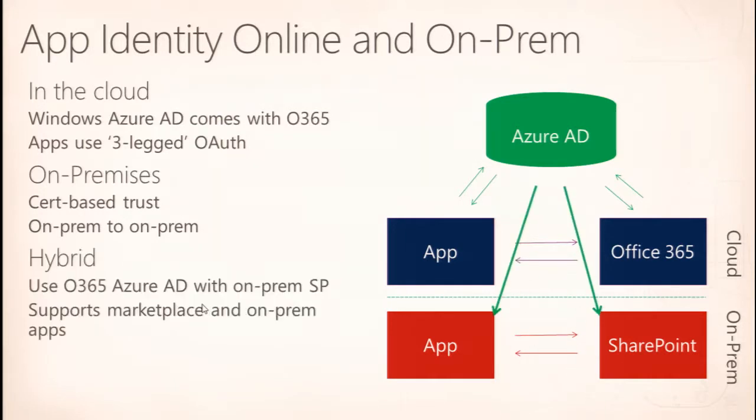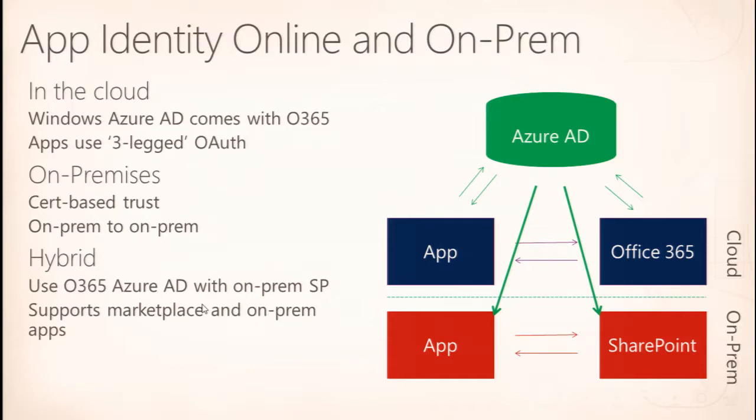And the last case is, if I have both Office 365 and SharePoint on-prem, I can actually connect my on-prem apps or my on-prem SharePoint server to Azure AD in the cloud, the one that I got with Office 365. And then I can connect all the applications that are running in the cloud, say from the marketplace or ones that I created myself, to my on-prem server.